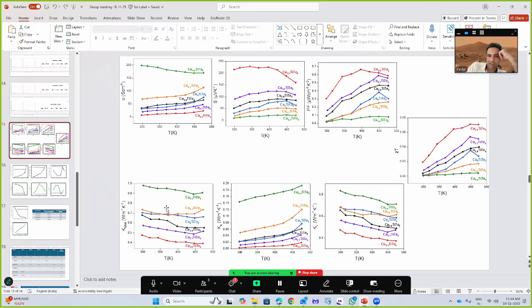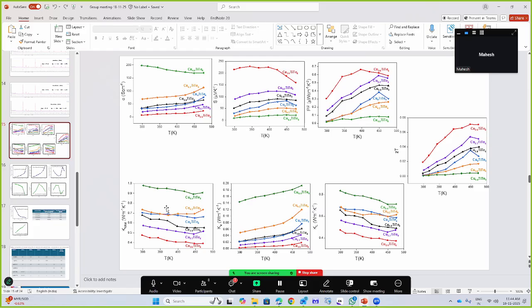Let's see which samples one would prioritize. Better to try with 3.6 and 3.7. 3.6, 3.7 would be my guess. And the thermal conductivity is already the lowest, but it may increase. I think it's definitely increased.